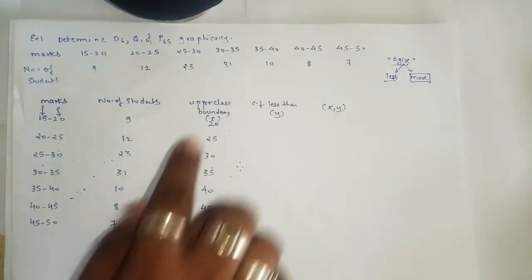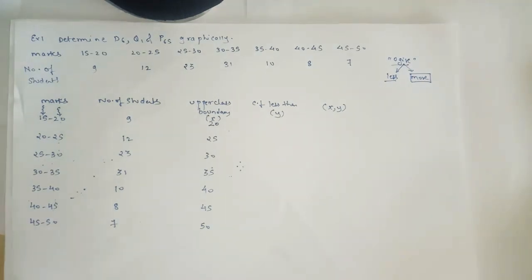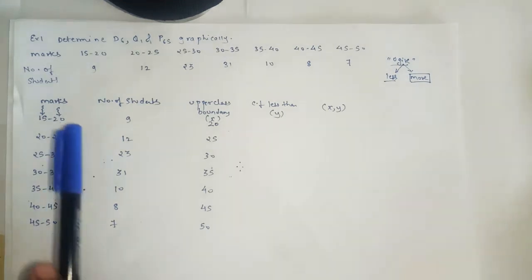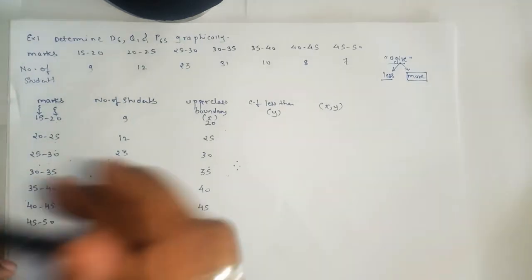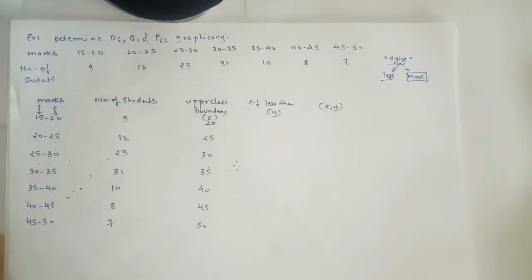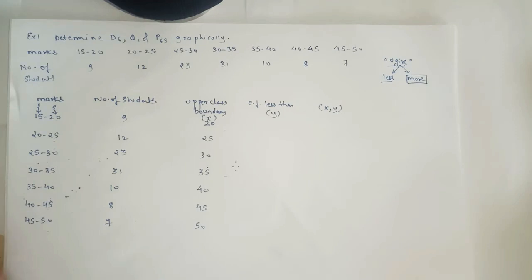I hope you all understood this part also. Okay, how to consider the upper class boundary? Upper class boundary means the upper limit. So in the class, the left hand side number is known as the lower limit, and the right hand side numbers are known as the upper limit. So here you have to consider only the upper limit.